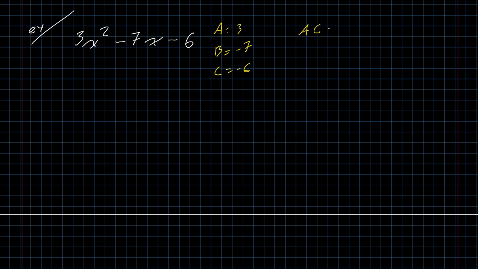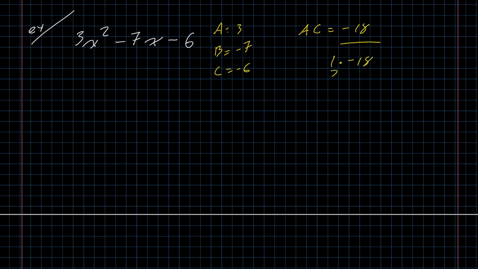3 times negative 6 is negative 18. In this case, our b is negative 7. So I want to choose to write down my factors so that the larger number is negative. Because AC is a negative value itself, that means that the smaller number will be positive. They're not going to be the same sign, but that's not really the important thing just yet.